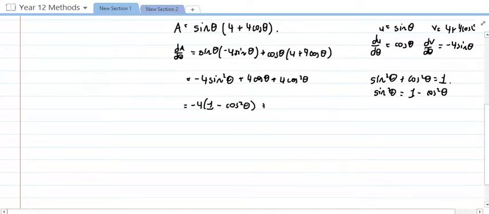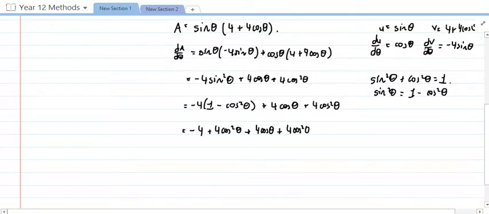And then we've got plus 4 cos theta plus 4 cos squared theta. Expanding out this first bracket here, I've got minus 4 times 1, which is just minus 4. Minus 4 by minus cos squared theta makes plus 4 cos squared theta. And then plus 4 cos theta, and then plus 4 cos squared theta again. I've got 4's all over the place, but that's okay. We'll just keep on plugging away at this.